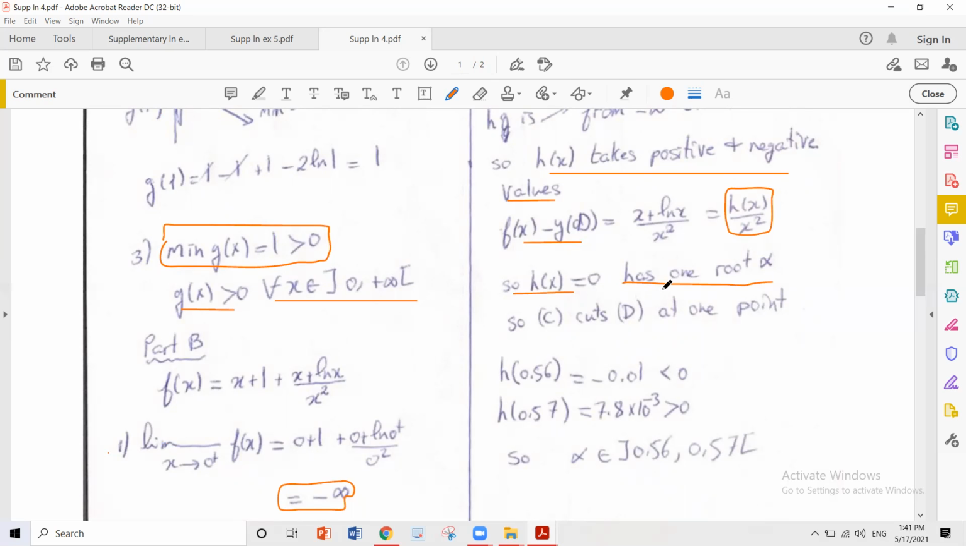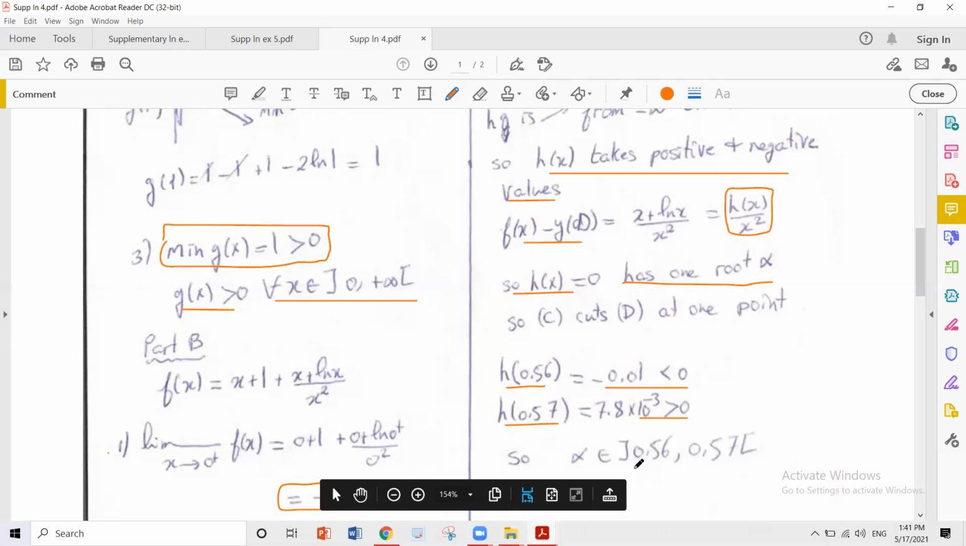To prove this, h is continuous and strictly increasing. h of 0.56 is about minus 0.01, negative. h of 0.57 is about 7.8 times 10 to the minus 3, which is positive. So alpha is between 0.56 and 0.57. So D cuts C at a point of abscissa alpha, between 0.56 and 0.57.